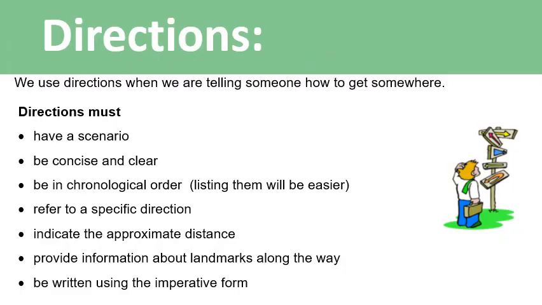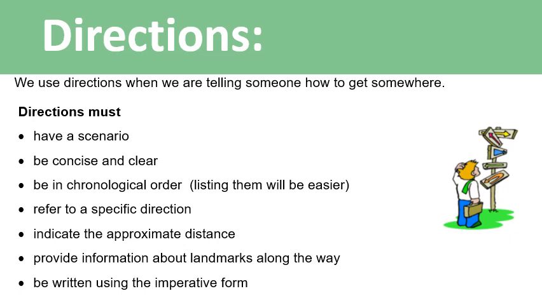Then you have directions. We use directions when we are telling someone how to get somewhere. Directions must have the following, please. A scenario. It must be concise and clear. Once again, it needs to be in chronological order. Listing them will be easier. Refer to a specific direction like left, right, straight. Indicate the approximate distance, 1 kilometer, 10 kilometers.